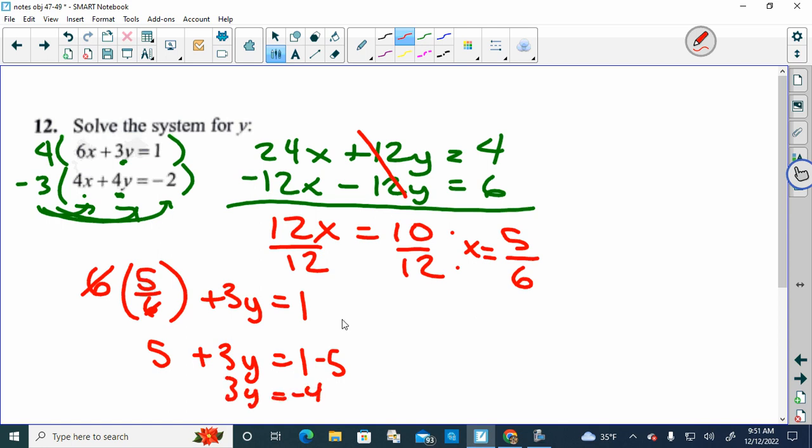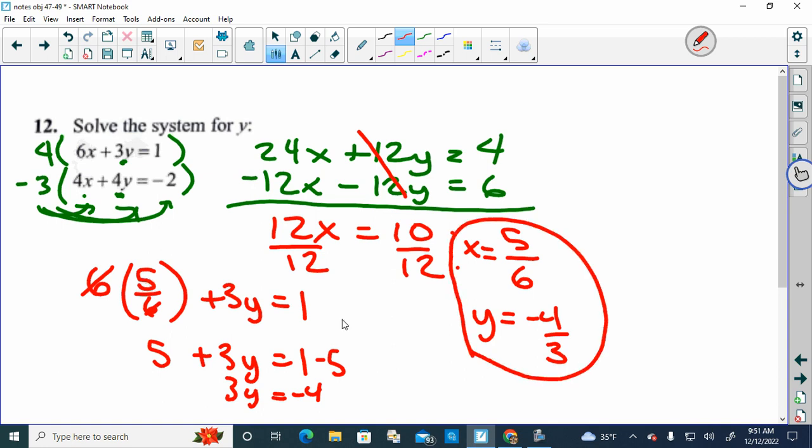Okay, and then just divide by 3. So now my y is a negative, whatever it is. And just leave them improper, okay? Because this would be a repeating decimal, and you don't want to have decimals. And we don't want to have to plug back in mixed fractions. So we want to leave them improper because it's easier to cross cancel when you have these. So there's your x and your y.